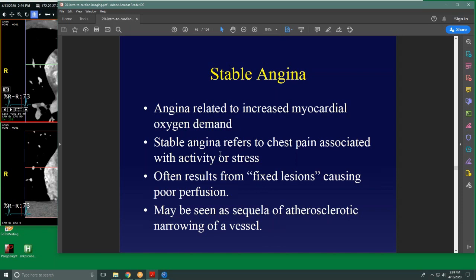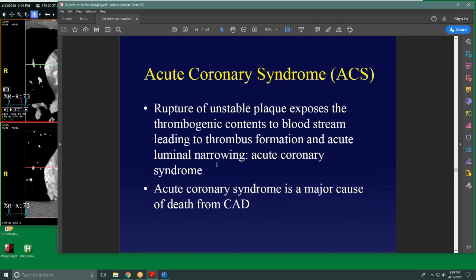And so what that means is, let's say you've got an area of like a big goober of calcium in your coronary artery. I mean, that's not going to change anytime soon, right? The calcium is stable. You're not going to have thrombus formation associated with it. But it's a fixed lesion, so if someone does a lot of exercise, they're going to have myocardial ischemia, okay? That's called stable angina. Acute coronary syndrome or unstable angina is basically where you have an acute narrowing, okay?